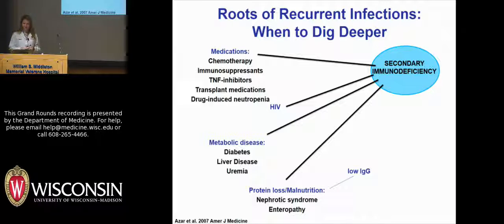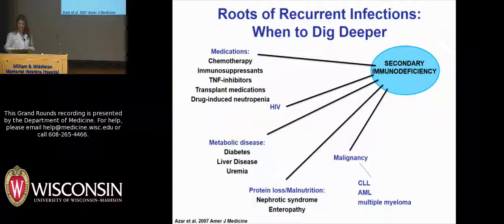Protein loss and malnutrition is an important category here. Some examples: nephrotic syndrome, enteropathy can have low IgG, leading to recurrent infection.